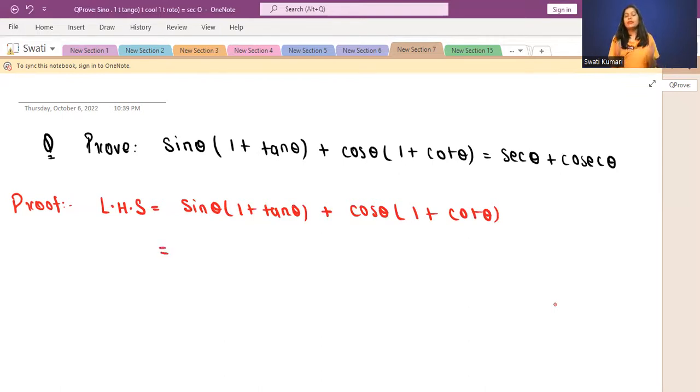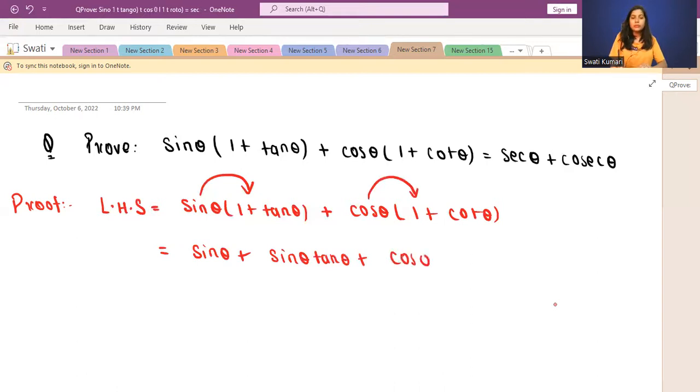Now, I have written the LHS here, which is sine theta into 1 plus tan theta plus cos theta into 1 plus cot theta. The very first step that I'm going to do here is multiply this sine theta with the bracket, okay? So, sine theta into 1 is sine theta, plus sine theta into tan theta, that will become sine theta tan theta. Plus this is cos theta. Again, I'm going to do the same thing: cos theta into 1, which is cos theta, plus cos theta into cot theta.